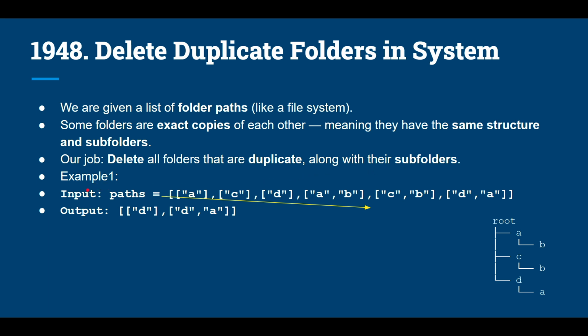For example, let's take this input. What are the paths we have? /A, /C, /D, /A/B, /C/B, /D/A, like this, right? If we represent these paths in the file system, let's suppose this is your root, and the root has A, then B under it, then C with B under it, then D, and A under D. These are the folders we were given, and these are given as subfolders, right?